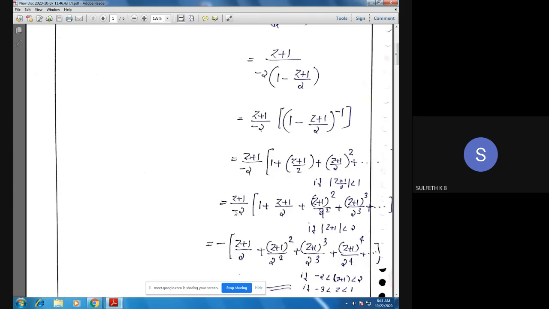Then it is equal to (z+1)/(-2) into [1 + (z+1)/2 + ...]. Then we can separate the squares by numerator and denominator: (z+1)^2/2^2 plus (z+1)^3/2^3 plus etc. If modulus of (z+1)/2 is less than 1, we can multiply the denominator across, cross multiply 2 and 1, and we get modulus of z+1 less than 2.